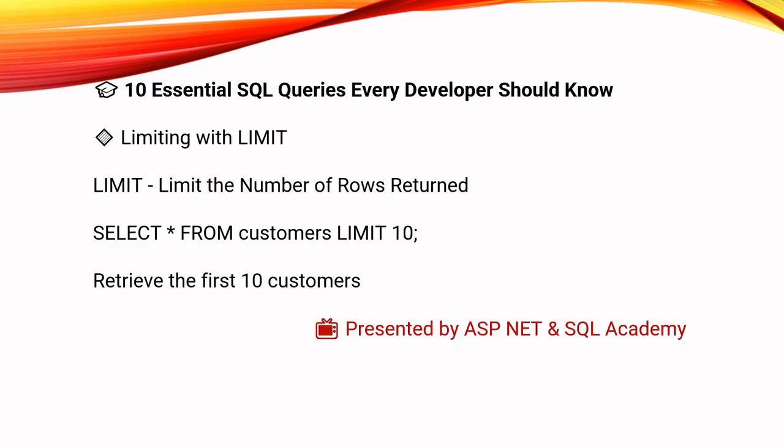The next query we will cover is the limit clause. This clause is used to limit the number of rows returned. For example, select star from customers limit 10 retrieves the first 10 customers. This is useful when you want to retrieve a subset of data.